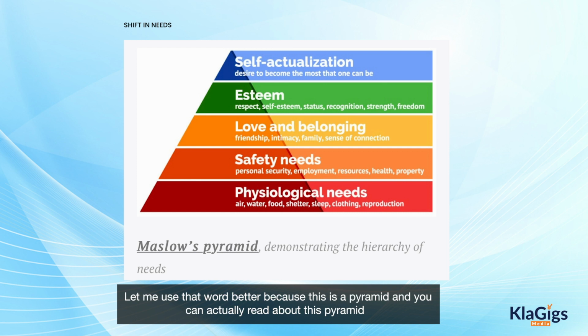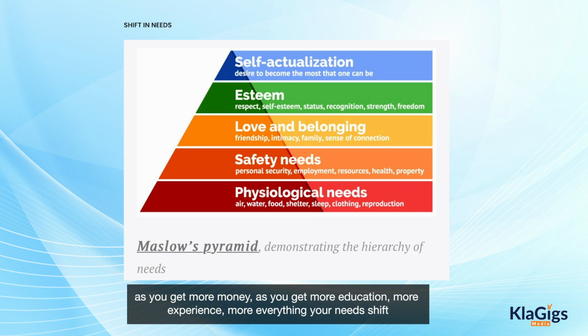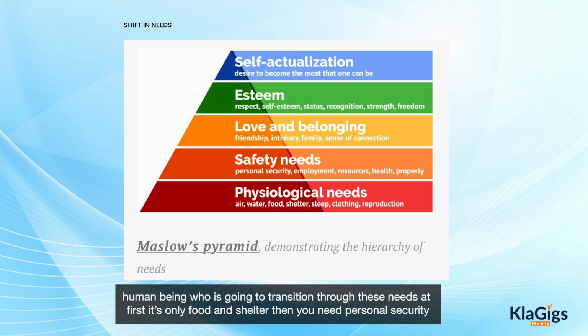this is a pyramid, and you can actually read about it right here. It's Maslow's pyramid, demonstrating the hierarchy of needs. As you become a better individual, your needs change. As you get more money, more education, more experience, more everything, your needs shift. As designers, get to know that the people you're designing for are changing. Down here, we have the normal human being who is going to transition through these needs.